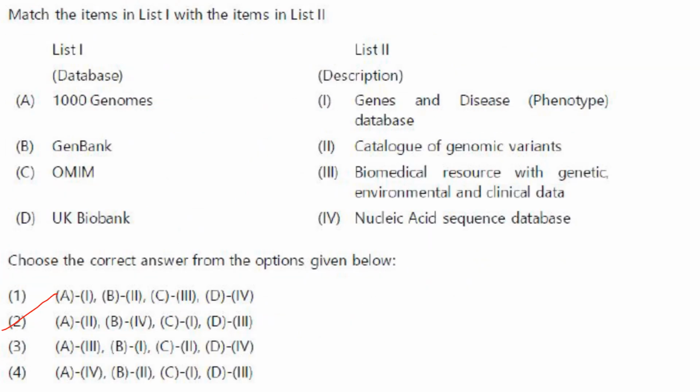Then the next one. Match the items in list 1 with items in list 2. 1000 Genomes is a catalog of genomic variants. GenBank is a nucleic acid sequence database. OMIM is a genes and disease phenotype database, and UK Biobank is a biomedical resource with genetic, environmental and clinical data. The answer here is option 2.